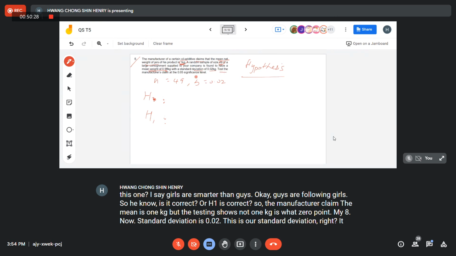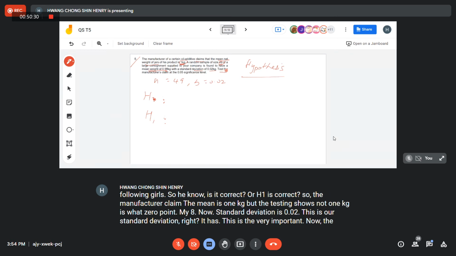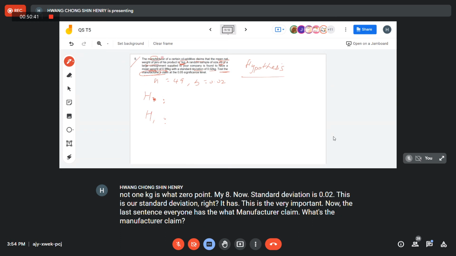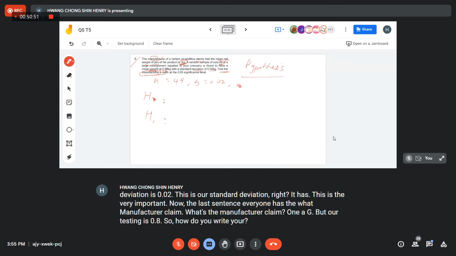Okay, test, this is very important, the last sentence, everyone. Test the what? Manufacturer claim. What's the manufacturer claim? 1 kg. But our testing is 0.98. So how do you write your x bar?